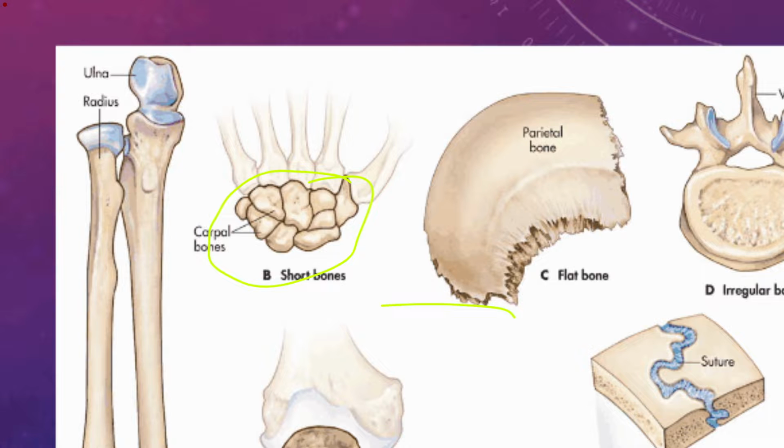Flat bones, we have the bones of the skull. They're usually thin, flat, and curved. I didn't mention that, but they're typically curved. And they have two layers of compact bone with a layer of spongy bone sandwiched in between. So these include the bones of the skull, the sternum, and the ribs. Those are considered flat bones because they're more flat and they have the two layers and the curve.